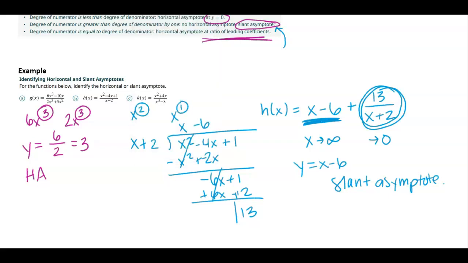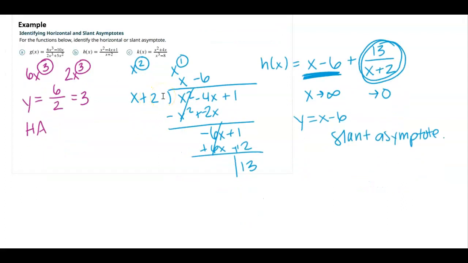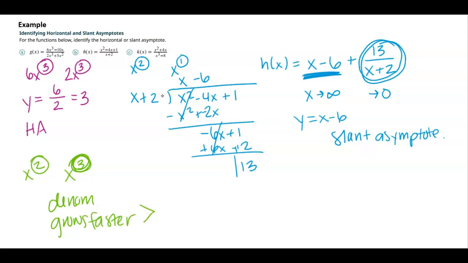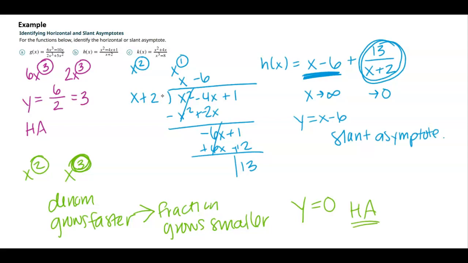Let's look at one more example. Let's look at k of x here on part C. I notice that my leading term in the top is x squared. My leading term in the bottom is x cubed. 3 is bigger. I like to then say the denominator grows faster. And when that happens, my fraction grows smaller. Therefore, y equals 0 will be my horizontal asymptote because the degree of the denominator is larger than the degree of the numerator.